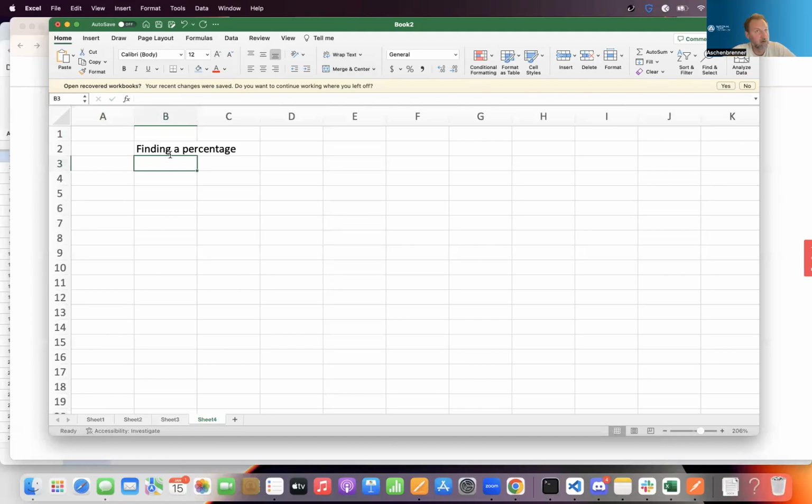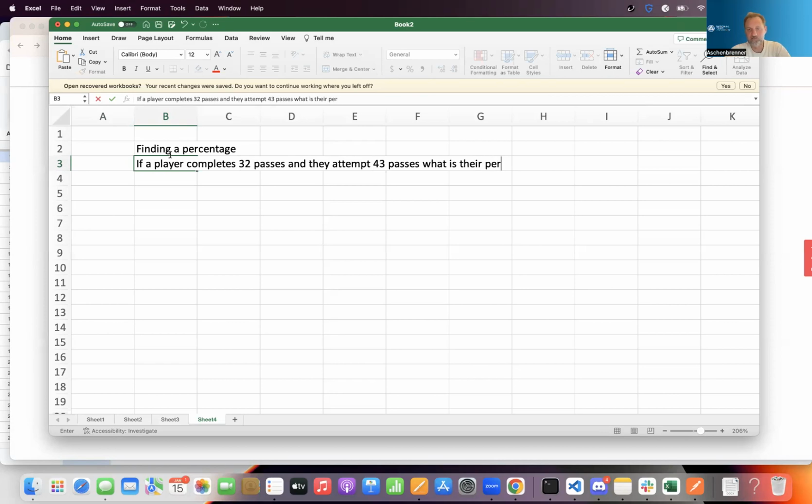I'm thinking a lot about football right now, for football playoffs. So for instance, if a player completes 32 passes and they attempt 43 passes, what is their percentage completion? Percentage completion is a statistic that people talk about in terms of quarterbacks. Basically, what I'm doing here is I'm going to convert the ratio into a fraction and then a decimal, and then I can make it a percentage.